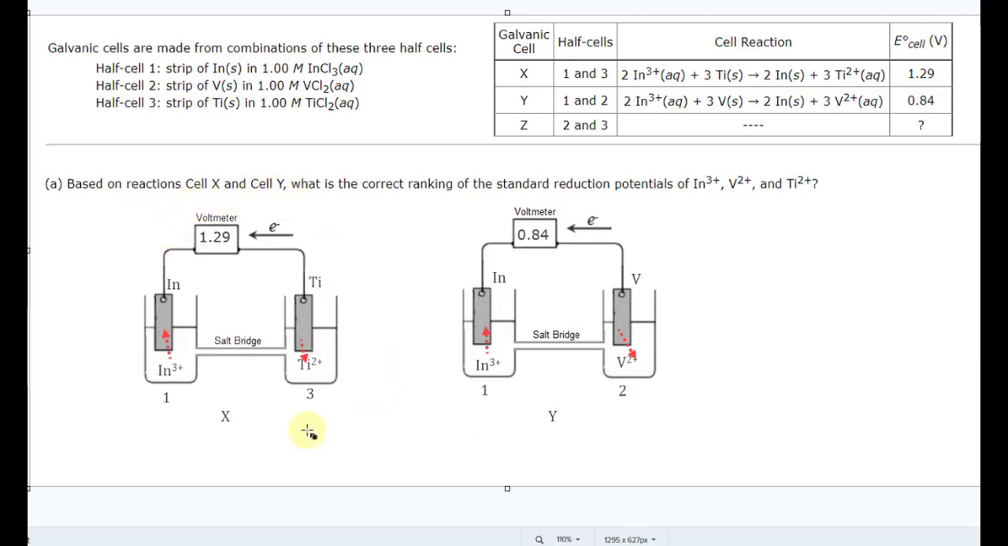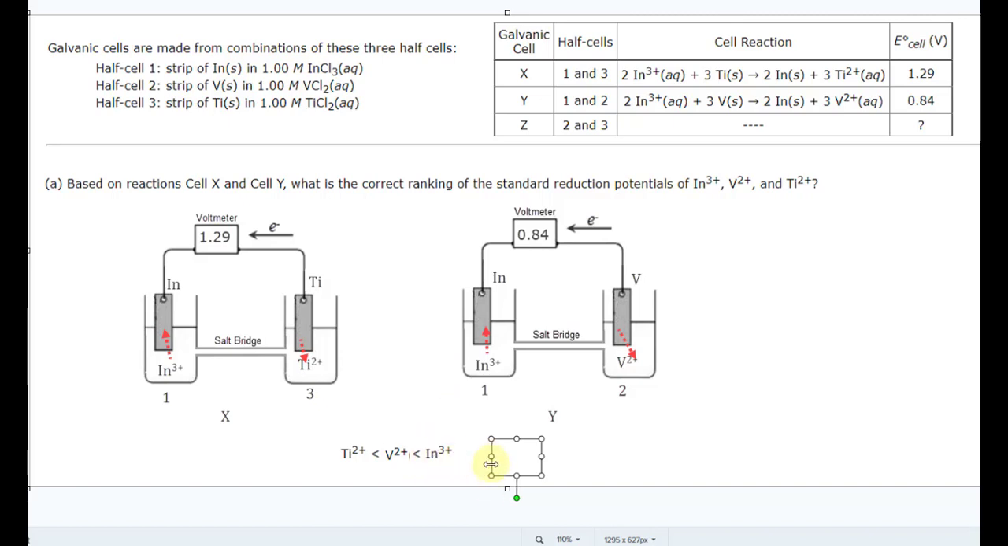So answering my question based on the reactions of cell X and Y, and I drew them so I could figure out what's happening. This is so much clearer to me than all these letters and aqueouses and the rest. So I can confidently say titanium was my weakest character. Look, it lost its electrons like mad. Then vanadium was next, and we can probably subtract that difference and find an interesting voltage difference between these, and we'll pick that up for later parts of this problem.